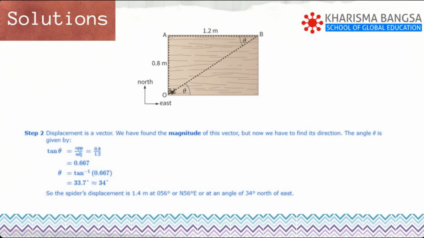The next step is we need to find its direction using tangent ratios. After we find that, it says that the angle is 33.7 degrees or 34 degrees north of east. So the answer will be the spider's displacement is 1.4 meters at 56 degrees, or N 56 degrees E, or at an angle of 34 degrees north of east.